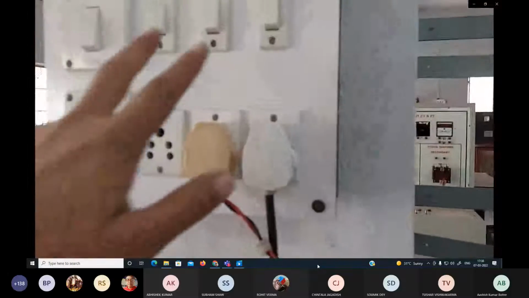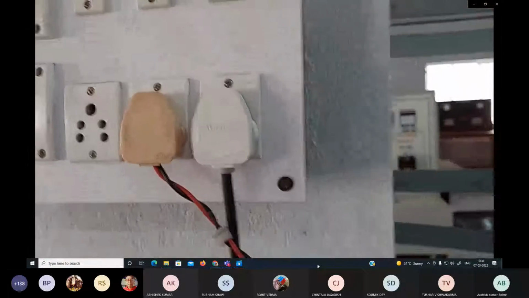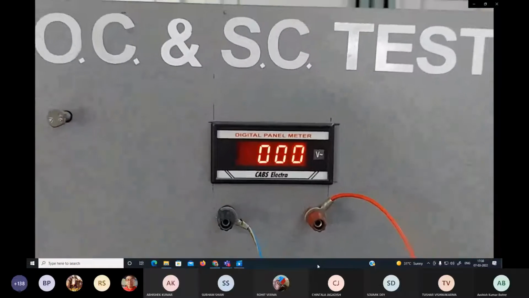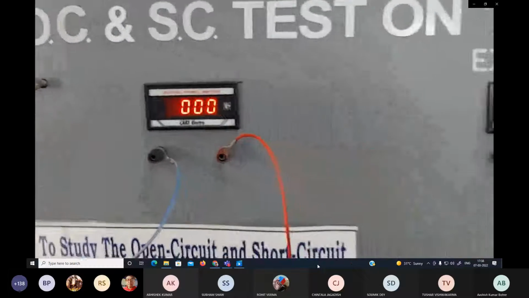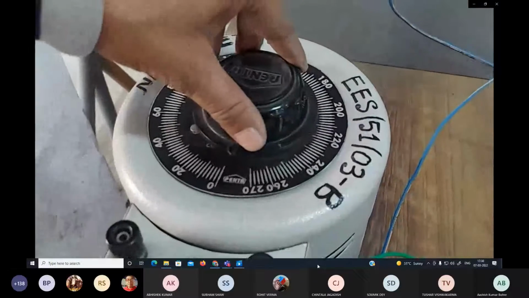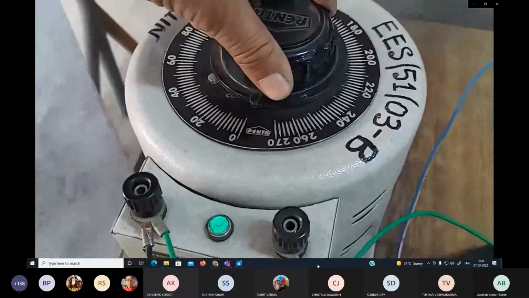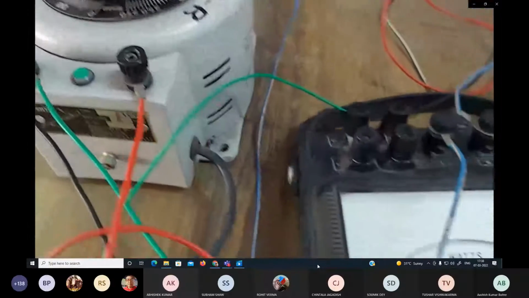Okay, so now we are going to switch on the powers. Those two plugs are the power to the thermostat as well as power to the panel board, so that we can utilize the digital panel meters, because digital panel meters need some power. Now we will increase the voltage by rotating the knob of the thermostat.